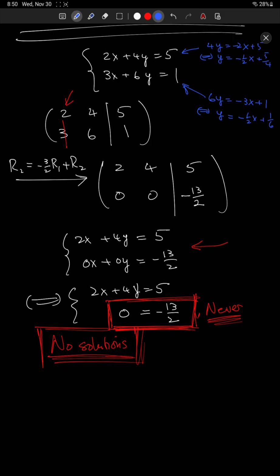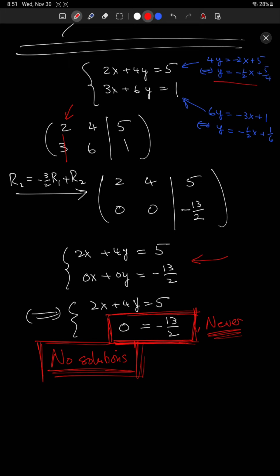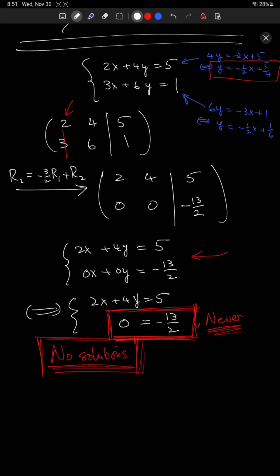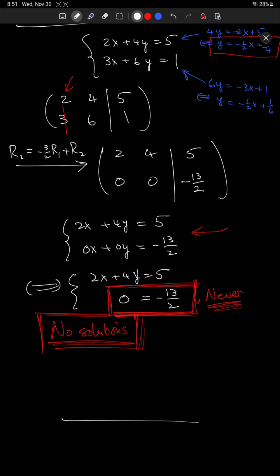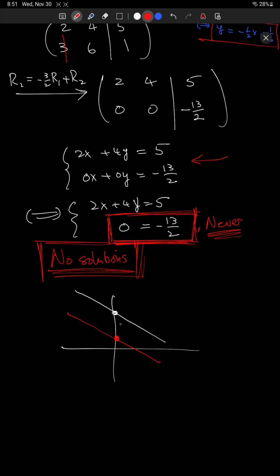All right. So actually what's going on is this first line is a line with slope negative 1/2, and the y-intercept is 5/4. So the first line is like this, it has slope negative 1/2. All right. The second line also has slope minus 1/2, but it passes through 1/6. So the second line actually lives here, right? But they have the same slope, so they're actually parallel. And what happens is they don't touch, right?